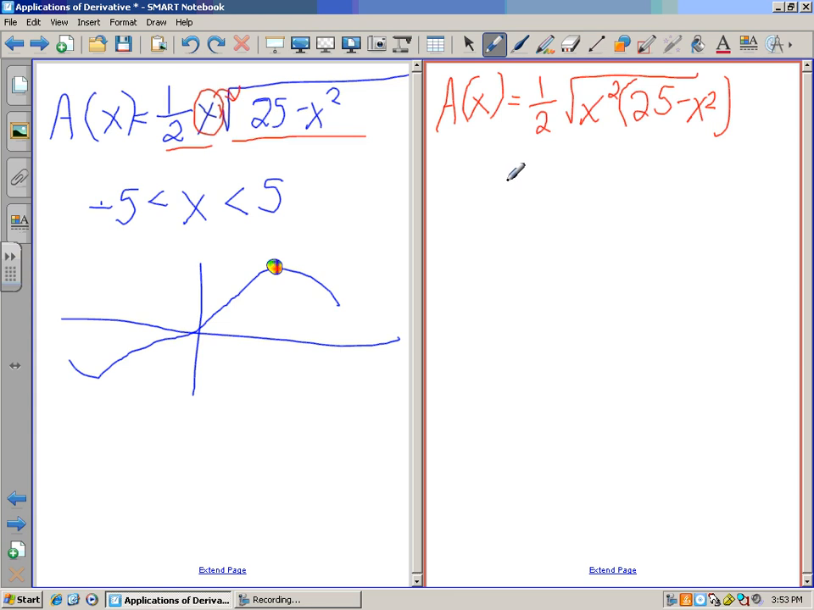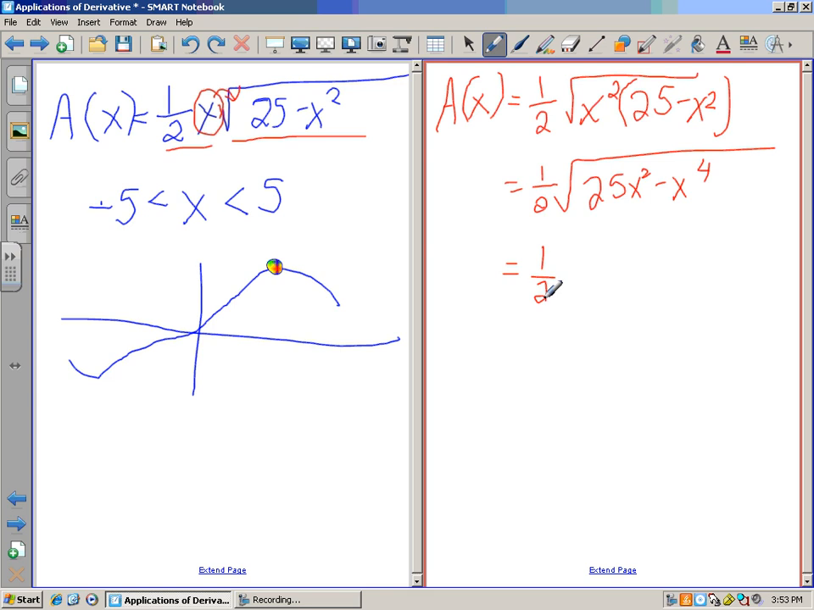So now I'm just going to clean it up a little bit by distributing. That's 1/2 times the square root of 25x squared minus x to the 4th. And do note, if I pull that x squared out of the square root, I would have what I started with over here. All right, so now I'm going to rewrite yet again.